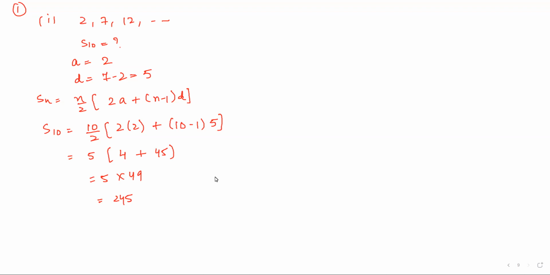Done. Okay, third part of the same problem. This is 0.6, then 1.7 and 2.8. Now you try it yourself and quickly find the sum of 100 terms. So S100. Now solve it and tell me whether you are able to solve it or not.